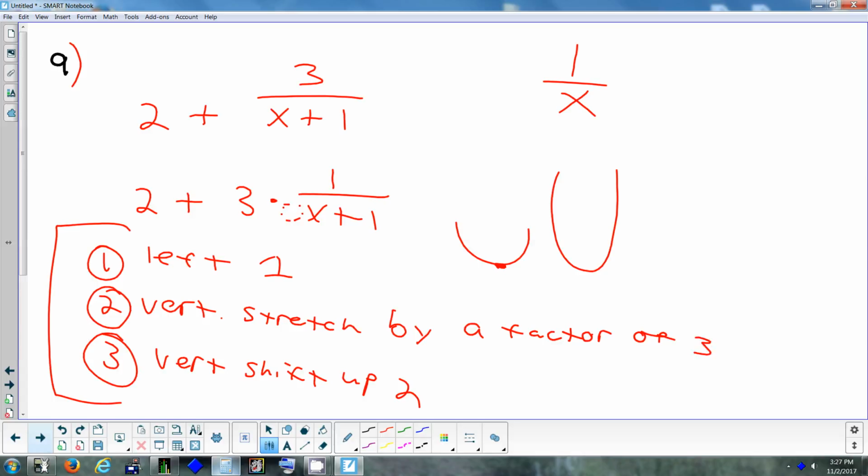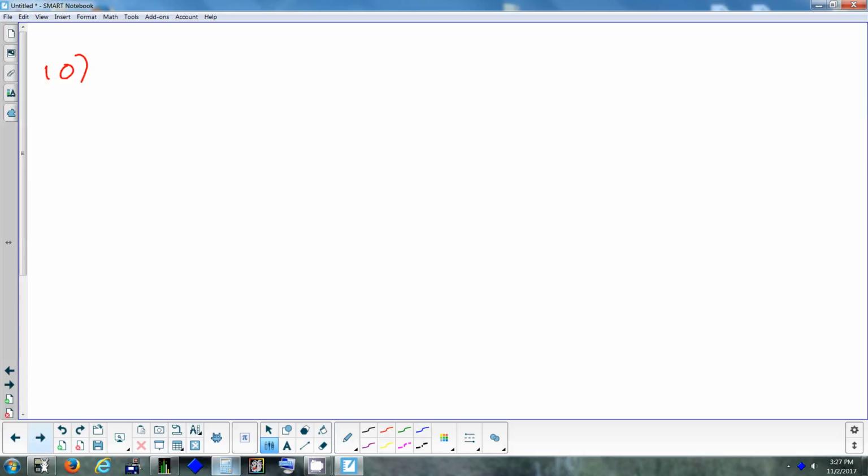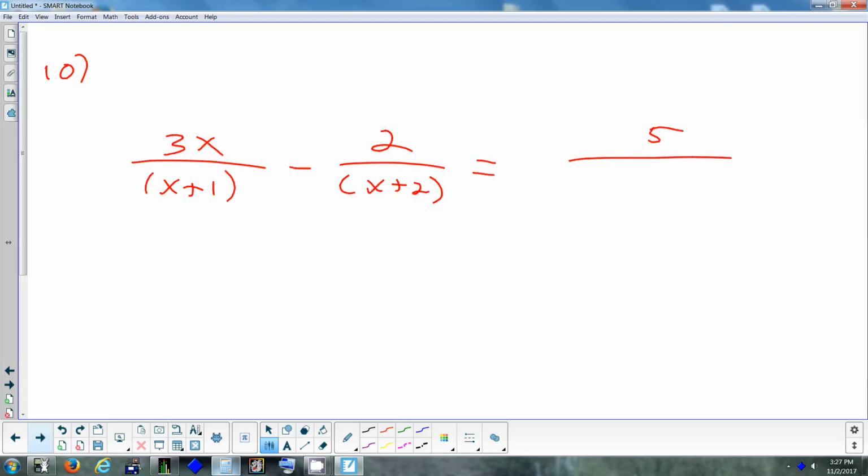Okay, question on that? All right, so the last problem is what we did in class today. Actually let's try this. So 3x over x plus 1, and I'm making this up, so it's possible the answers don't work, that they're extraneous. Minus 2 over x plus 2 equals, let's just try 5 over x squared plus 3x plus 2.